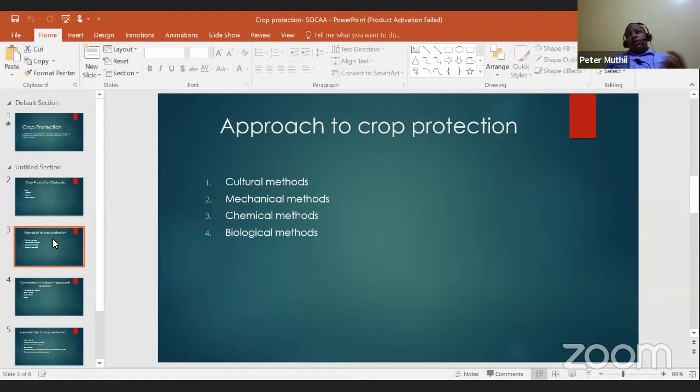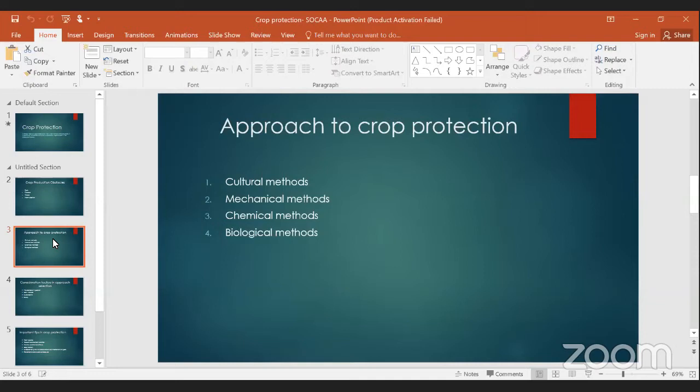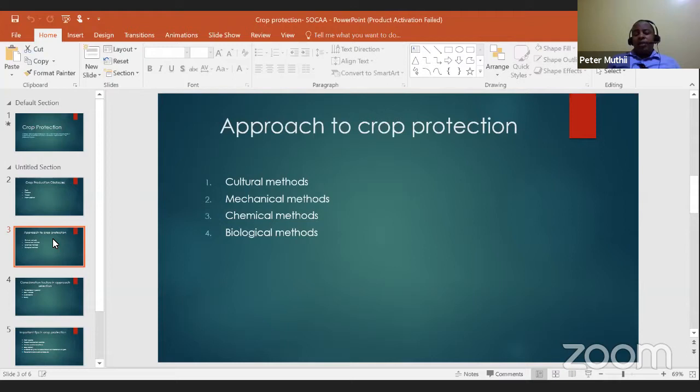So talking about the four main obstacles, being the pests, diseases, winds, and harsh weather, there are different approaches that you can use as a farmer to protect your crop. Basically, the most common one is the chemical method, right? We have the mechanical method, we have the catch crop method, and we have biological methods.